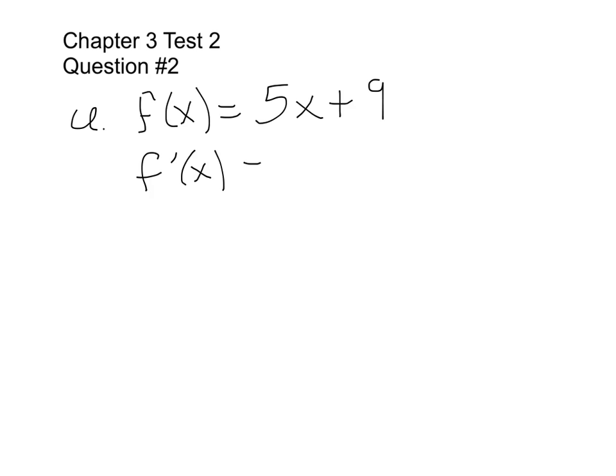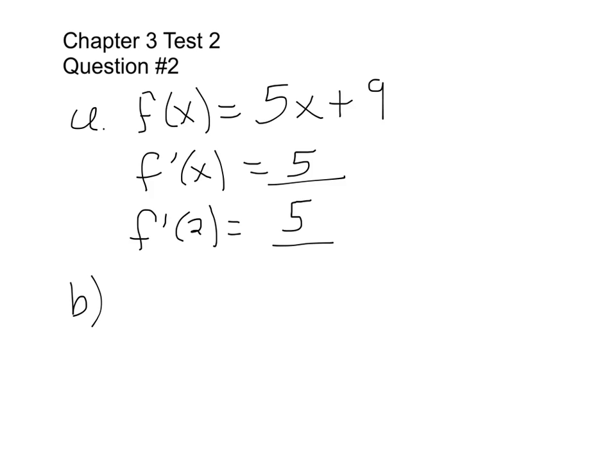Alright, so question 2, part A, asks you to calculate the derivative for f of x equals 5x plus 9. Well, the derivative of 5x would be 5, and the derivative of 9, a constant, would be 0. And then it said to give the value of the derivative at x equals 2. Because this is a constant, the value would just be that constant.